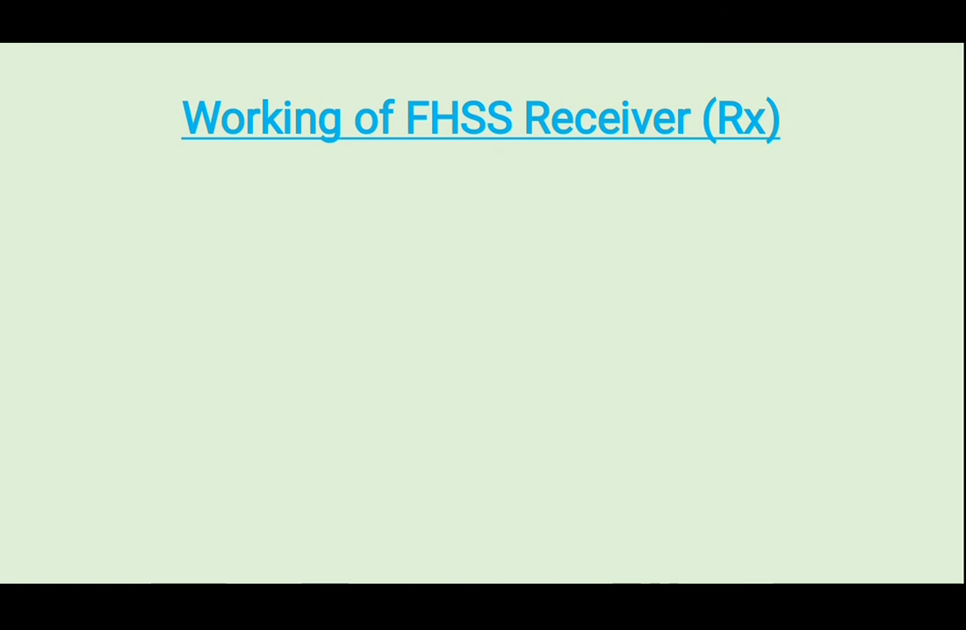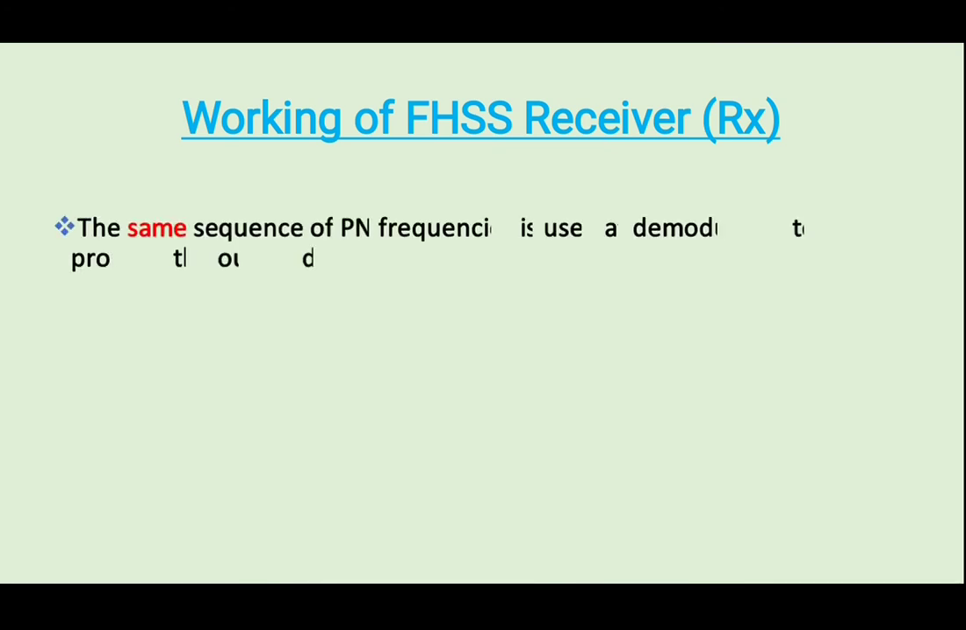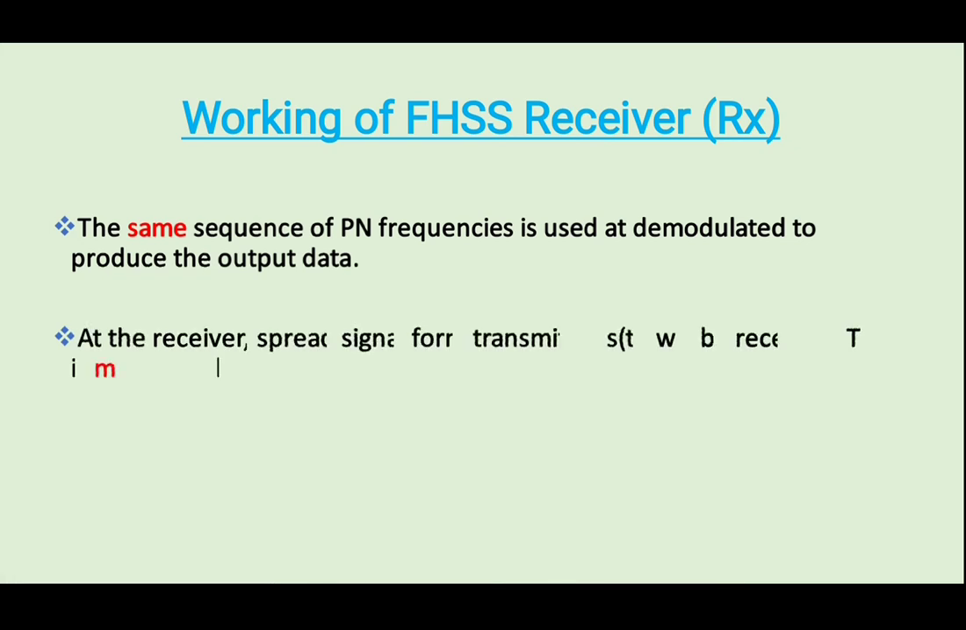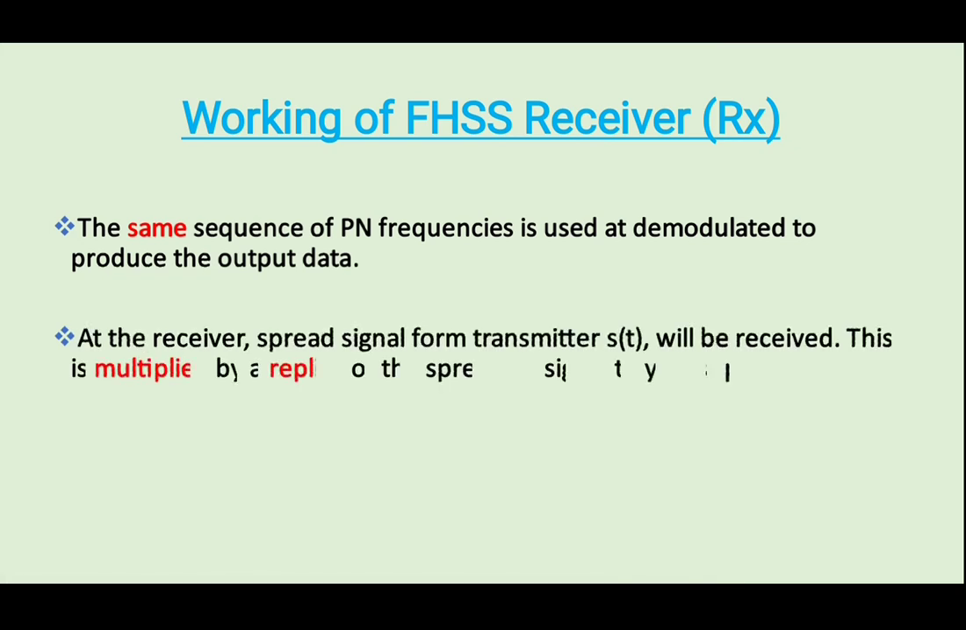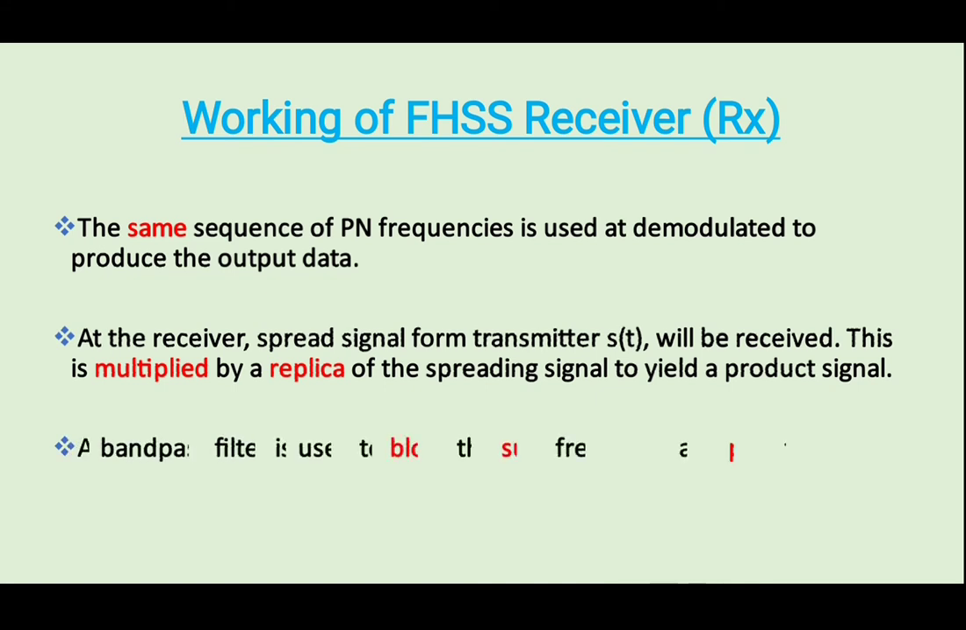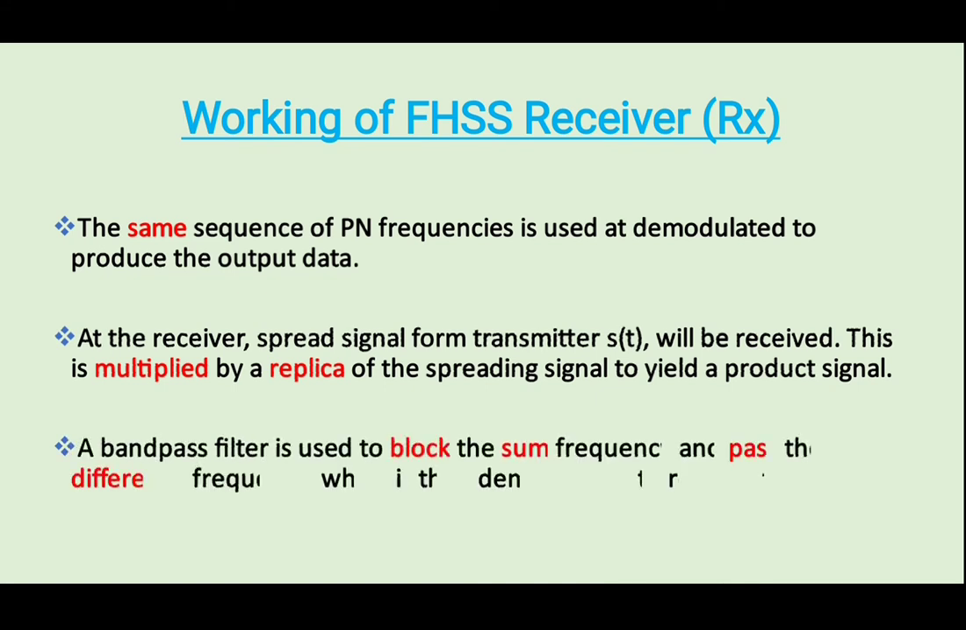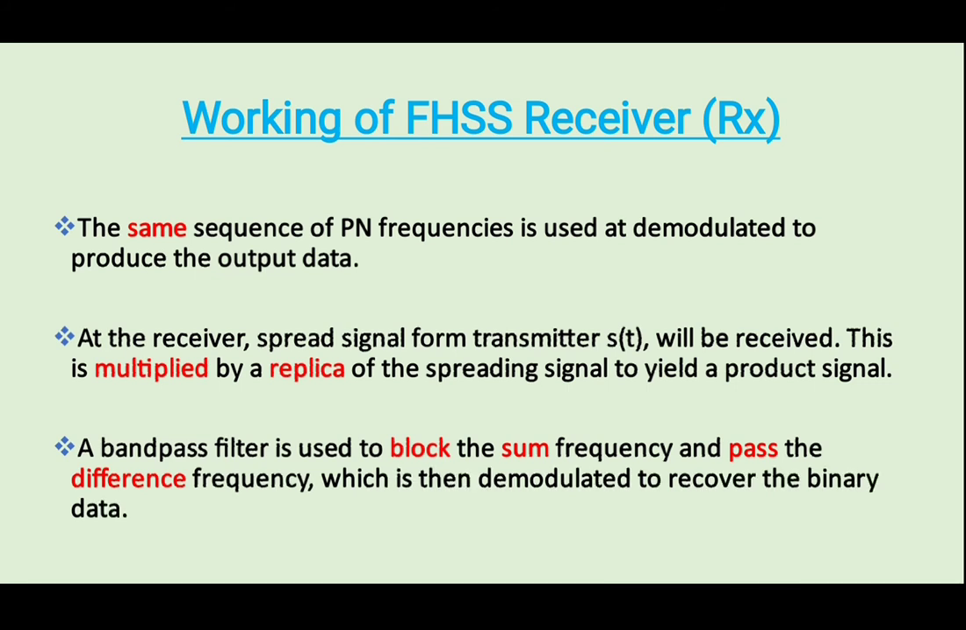Working of the FHSS receiver. The same sequence of PN frequencies is used at the demodulator to produce the output data. At the receiver, the spread signal s(t) from the transmitter is received. This is multiplied by a replica of the spreading signal to yield the product signal. The bandpass filter is used to block the sum frequencies and pass the difference frequencies, which are then demodulated to recover the binary data.